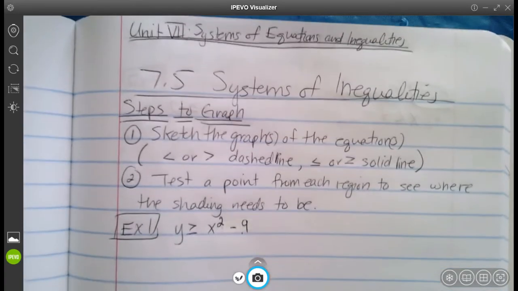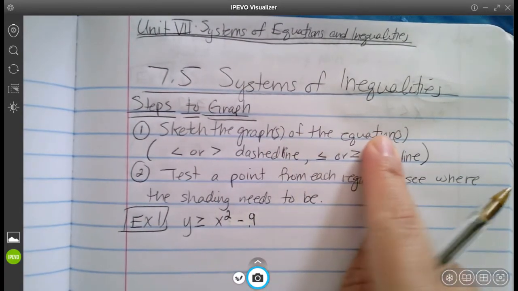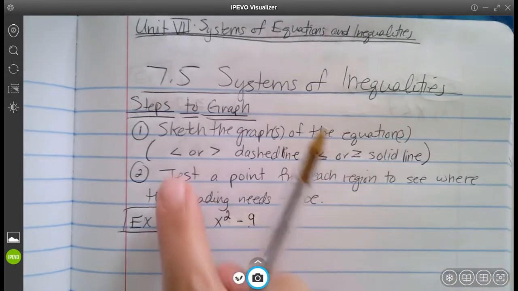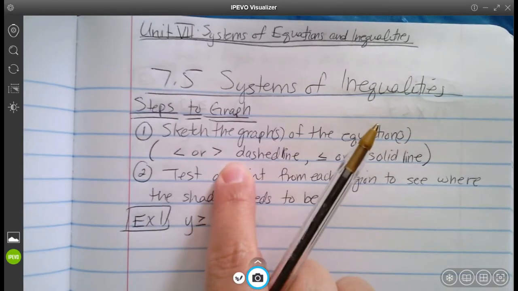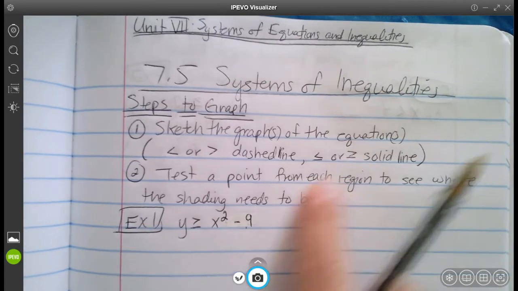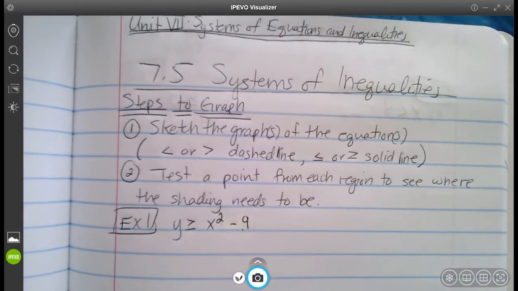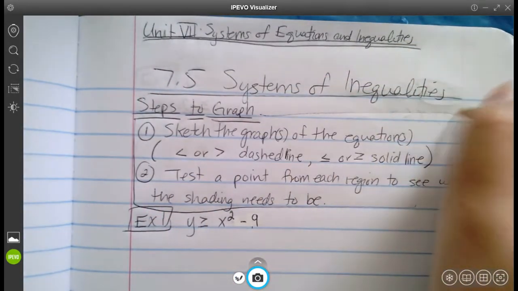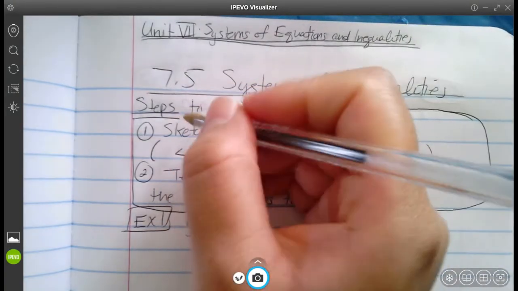So some steps here in the beginning, how to graph inequalities. We sketch the graphs of the equations. Pretend there's an equal sign. Use the slope, the intercept, zeros, whatever we know about the equation. And then we're going to use dashed lines if it's less than or greater than, solid lines if it's less than or equal to, or greater than or equal to. Okay, so just some review. The second step is to test a point from each of the regions to see where the shading is going to actually happen. Okay, so these are just some quick steps reminding us how to graph these inequalities. Well, I hope my pen's not dying here.